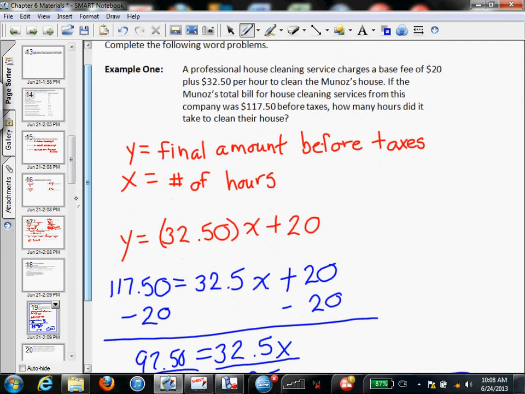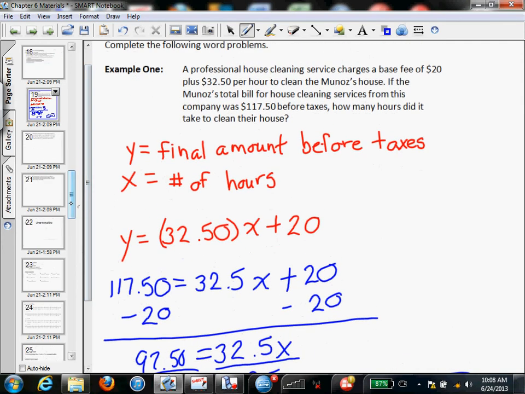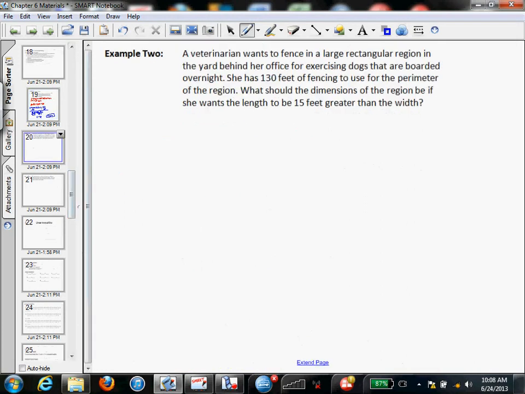It took 3 hours. Okay, and if we keep looking, we see example 2, which involves a veterinarian who wants to build a fence in a large rectangular region in the yard behind her office for exercising dogs that are boarded overnight. She has 130 feet of fencing to use for the perimeter of the region. What should the dimensions of the region be if she wants a length of 15 feet greater than the width?